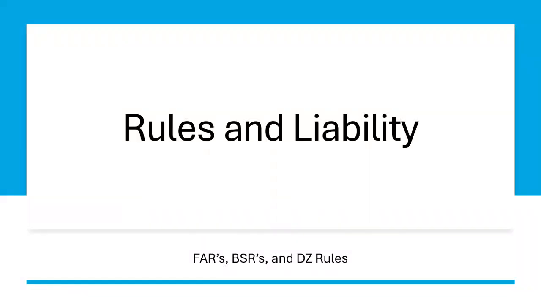So this section is going to be all about rules and liability that a coach needs to know about. These are going to be FARs, BSRs, and state, local, and DZ rules as well. All of these rules are going to be found in Chapter 2 of the SIM. First up is the FARs, the Federal Aviation Regulations.